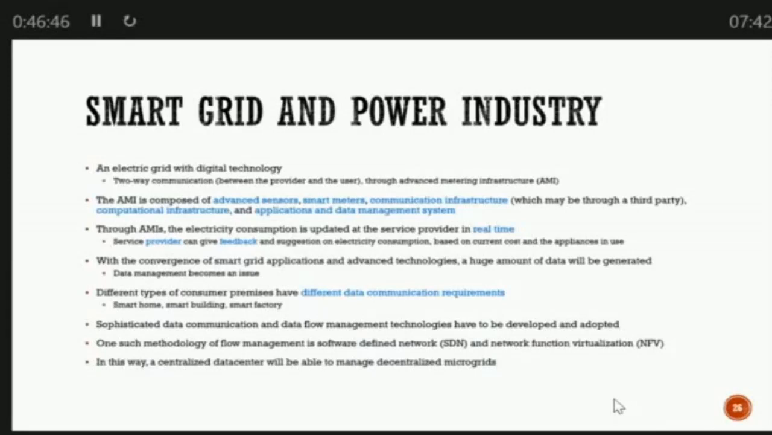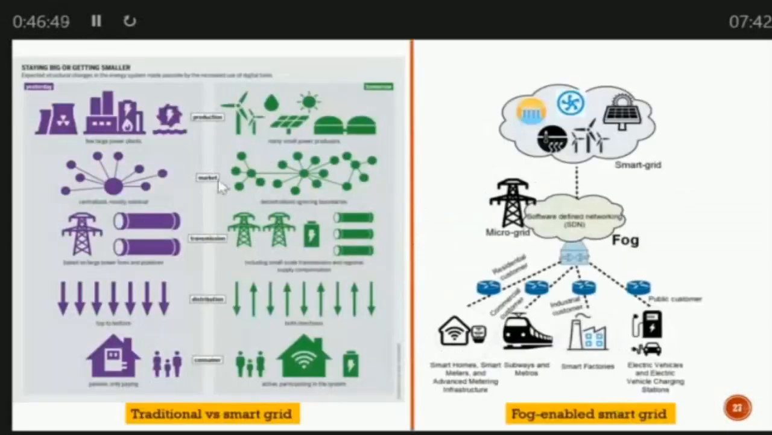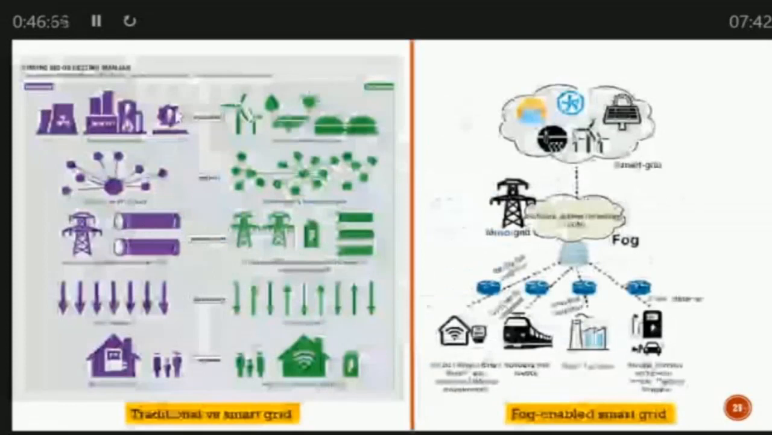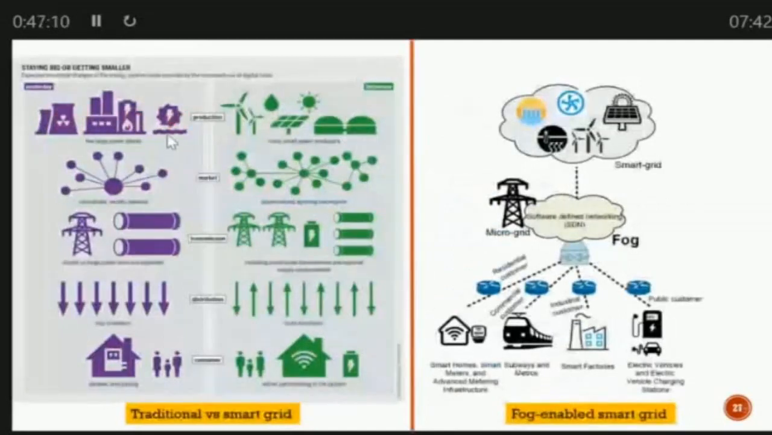Let's run through the key differences so that you have a clear idea of why all this is important. This is the key difference between your regular, traditional grid and your smart grid. In the traditional grid, you have power resources and they are limited. Your power is coming from one, two, or three different resources, for example tidal, hydel power, nuclear power, etc.